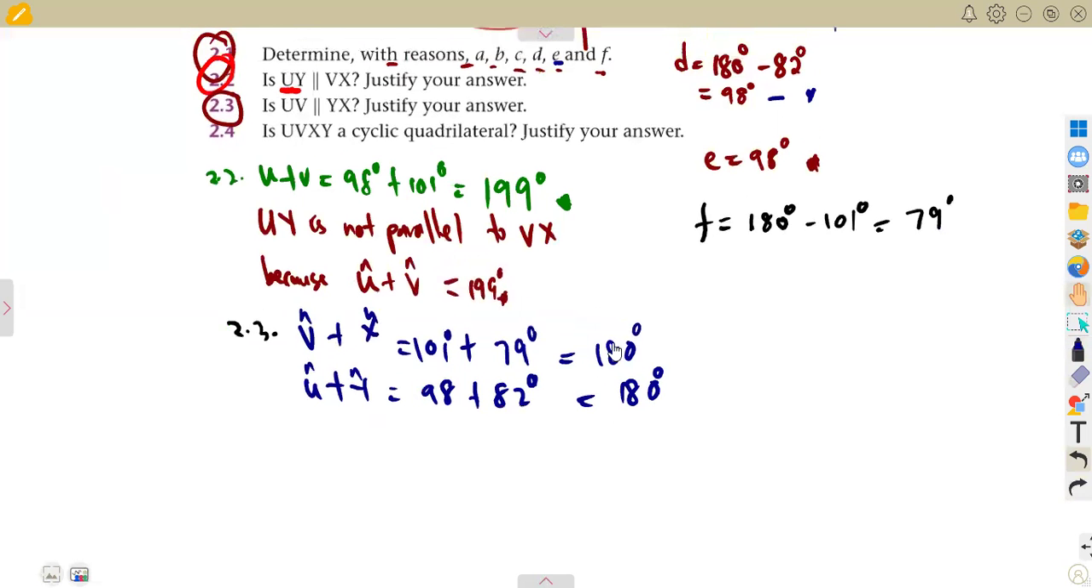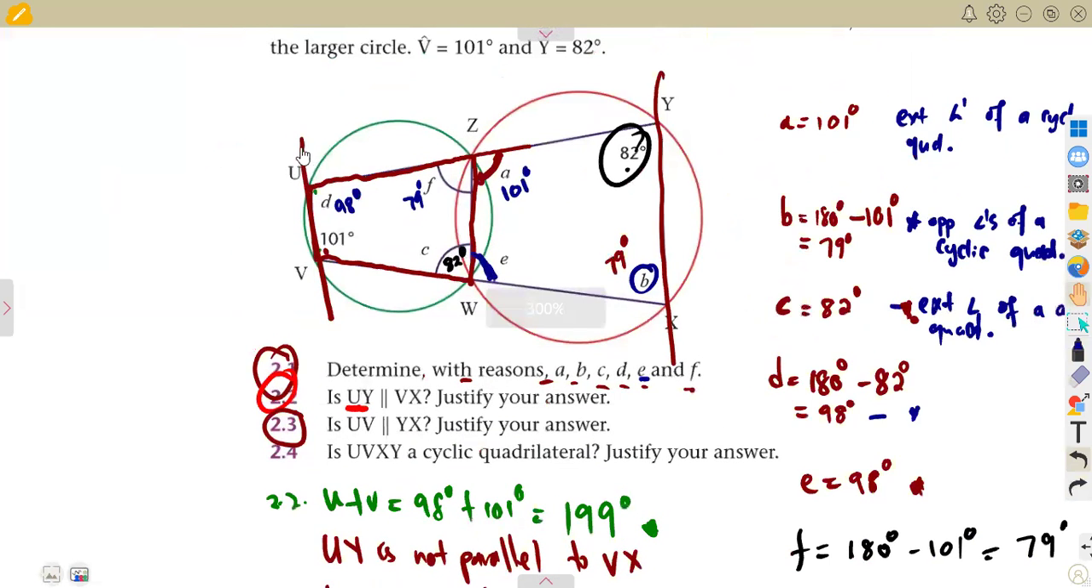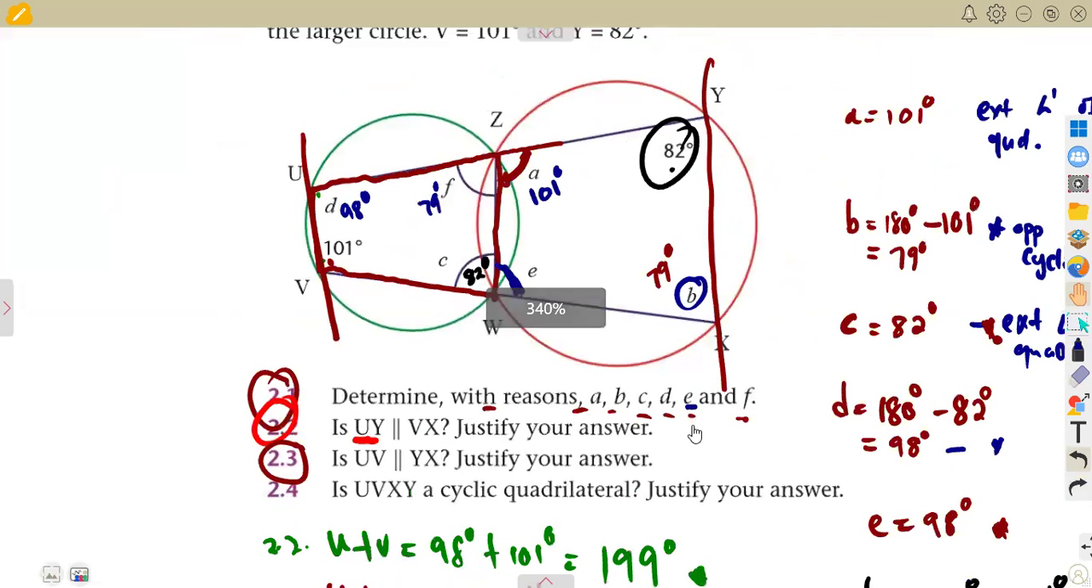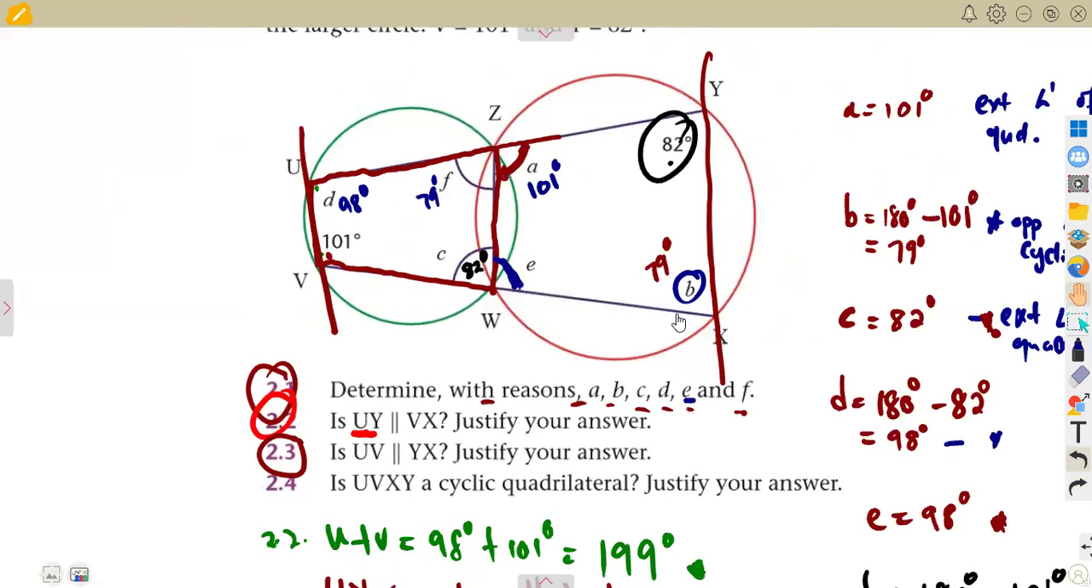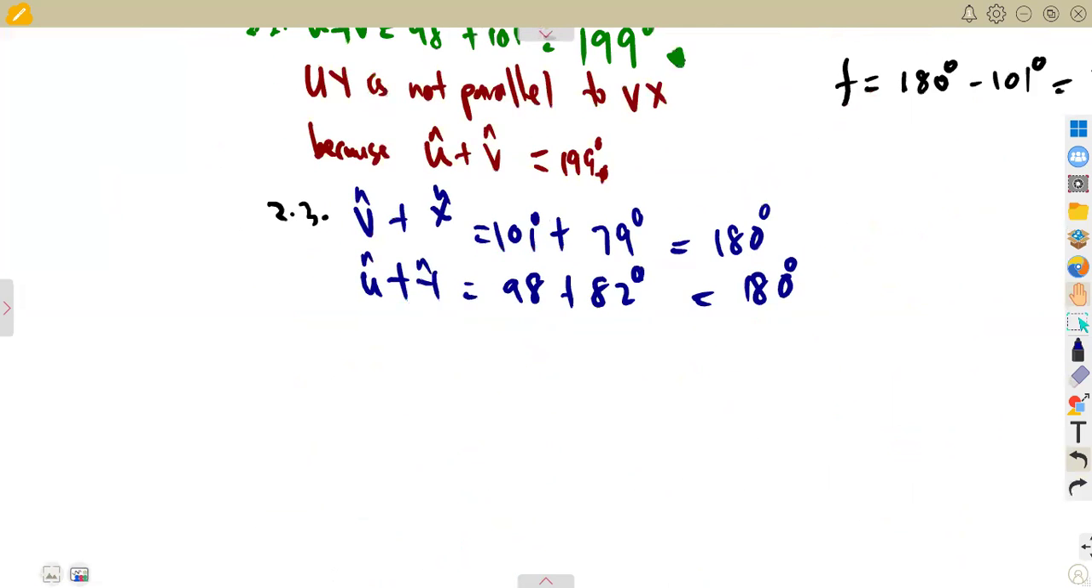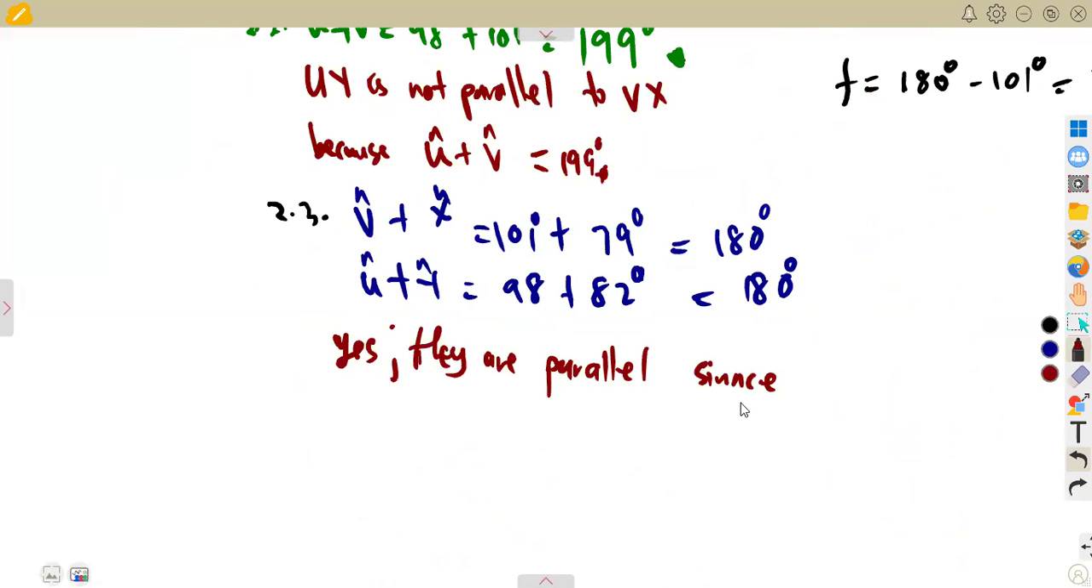So therefore, these two lines, UV and YX, they are parallel. In this case, these two lines are parallel. They are parallel since then you now put one of these reasons. So it's either you're going to put this reason or you're going to take the other reason there.